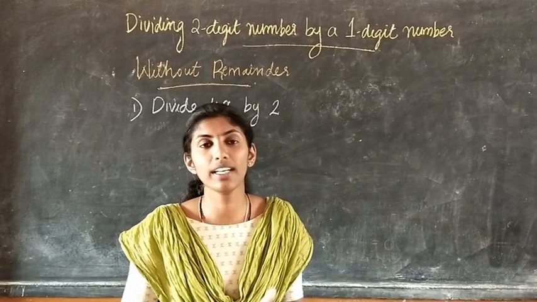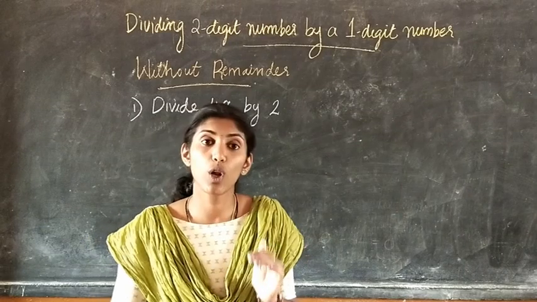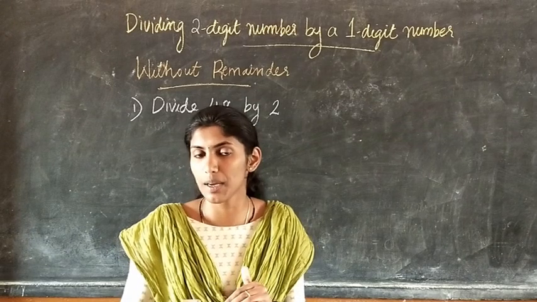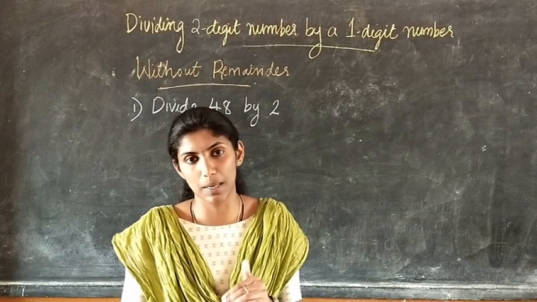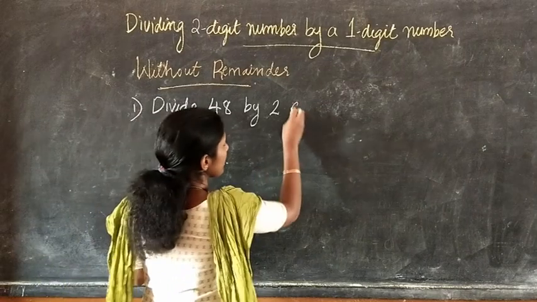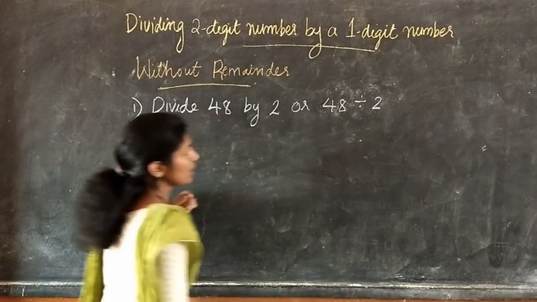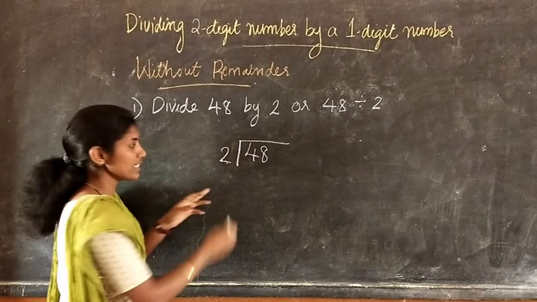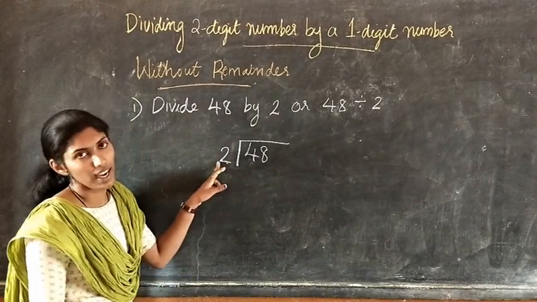Children, moving to next topic, dividing 2-digit number by 1-digit number. Here we are using long division method. Long division method is used to divide small or large numbers. It breaks down the division problem into simple steps. So first question, divide 48 by 2. First we have to write 48 divided by 2, like this. Here 48 is known as the dividend and 2 is the divisor.